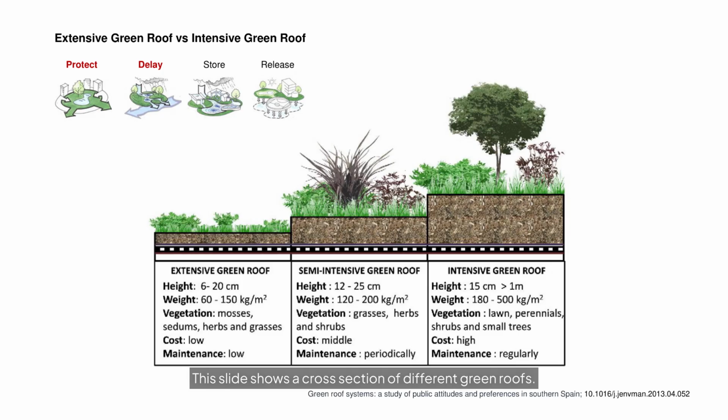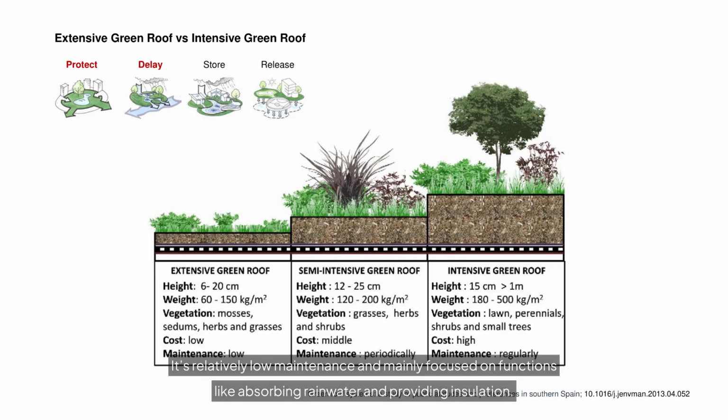This slide shows a cross-section of different green roofs. An extensive green roof on the left is a lighter, shallower system with a thin layer of soil and hardy plants like sedums or grasses. It's relatively low maintenance and mainly focused on functions like absorbing rainwater and providing insulation.